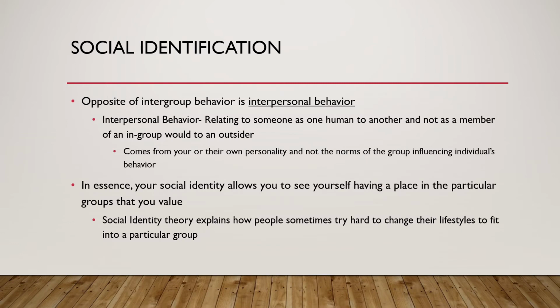Also with social identification, if we're looking at intergroup behavior, the opposite of that would be interpersonal behavior. So again, relating to someone as one human to another, right? And not as members of an in-group would to an outsider. And so these come from our own personality and not the norms that are set in place by the group. And so our social identity, at the end of the day, allows us to see ourselves having a place in the particular groups that you value. And the theory itself explains how some people sometimes try hard to change their lifestyles to fit into a particular group.